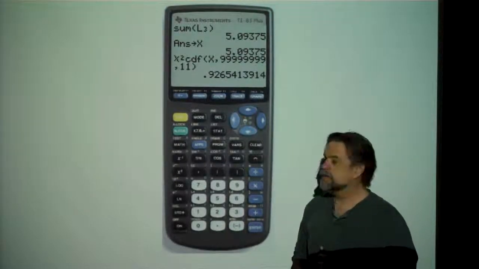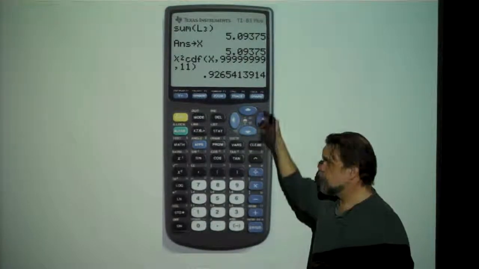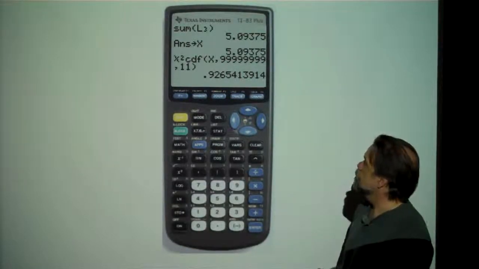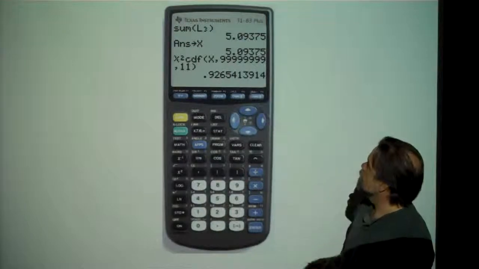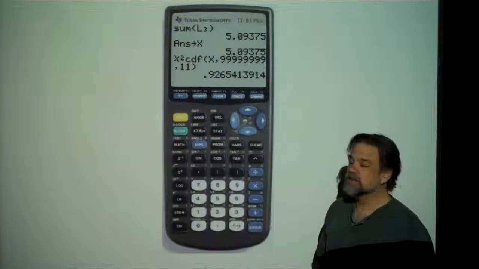with 11 degrees of freedom. Now, you might be saying, 11 degrees of freedom? Where'd you get that from? It's real easy. Number of categories were 12, right? Subtract 1, 11. It's that easy, okay? What do I find? I find, this is my p-value, 0.9265.